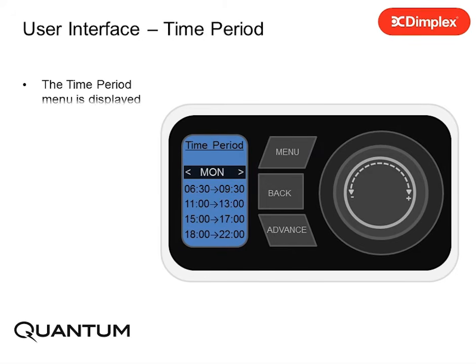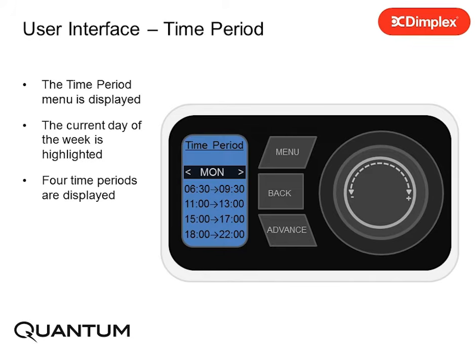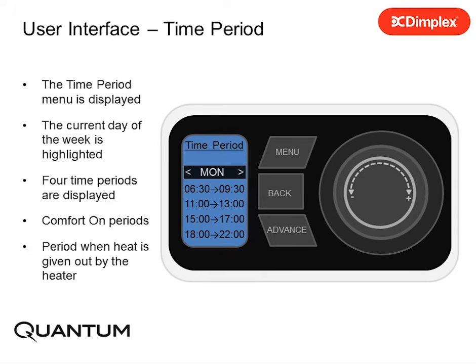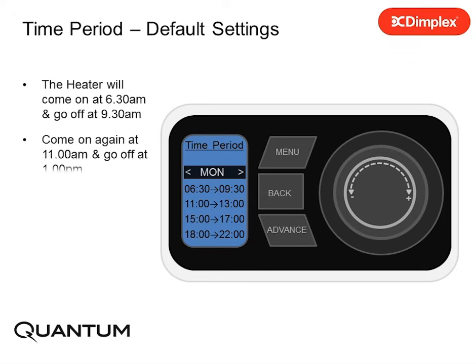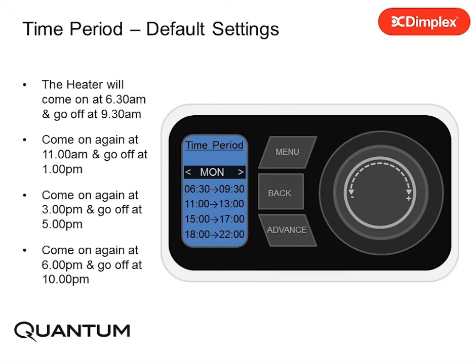The timer period menu is displayed. This includes the current day of the week, which is highlighted. Four time periods are displayed, the comfort on periods, and the period when heat is given out by the heater. The first, the heater will come on at 6:30 am until 9:30 am. The second from 11 am to 1 pm, the third from 3 to 5 pm, and the fourth from 6 to 10 pm.